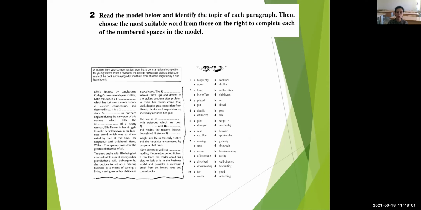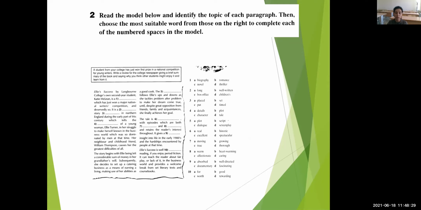Ellie Turner, in her struggle to make herself known in the business world, which was so dominated by men at that time. Her neighbor and childhood friend, William Thompson, causes her the greatest difficulties of all. The story begins with Ellie being left a considerable sum of money in her grandfather's will.